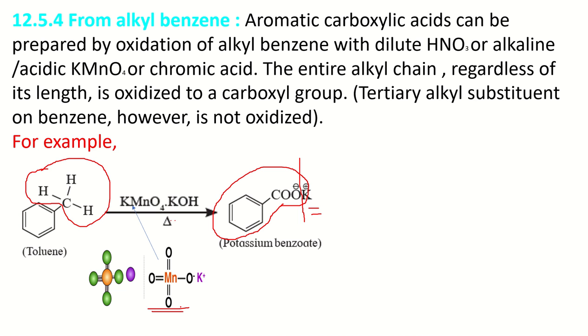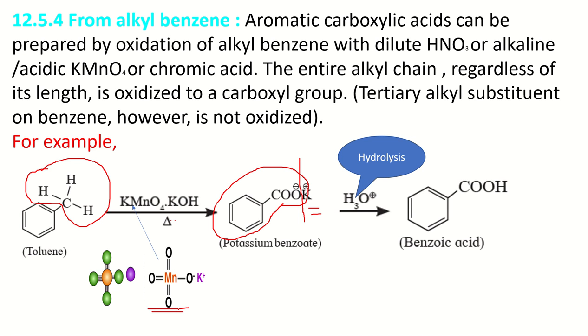Once potassium benzoate forms, after hydrolysis you will get benzoic acid. Hydrolysis is nothing but the addition of a water molecule. Clear? H3O plus is the acidic water molecule. When acidic hydrolysis takes place with potassium benzoate, the resulting product is benzoic acid. Correct. Listen again.